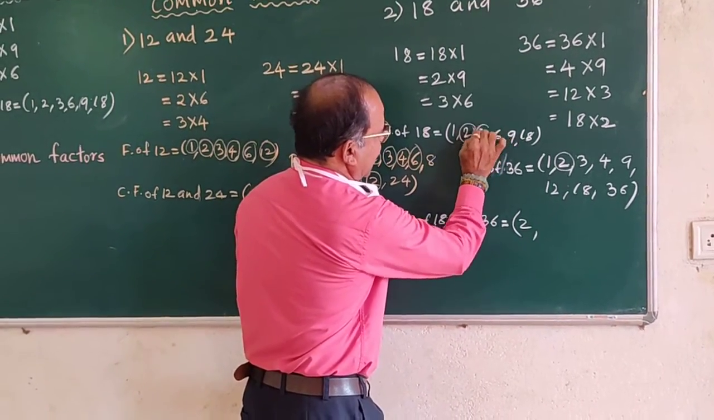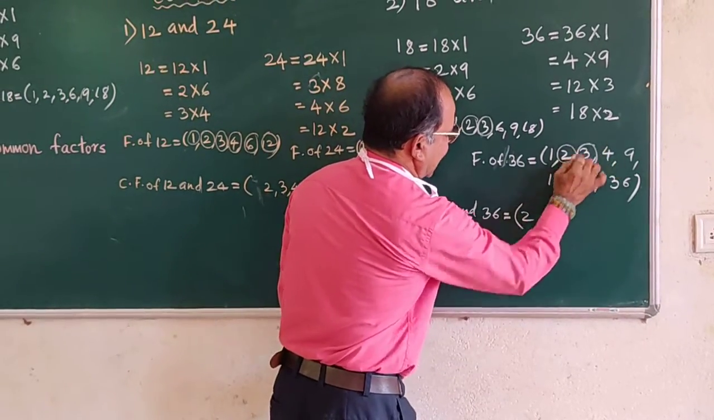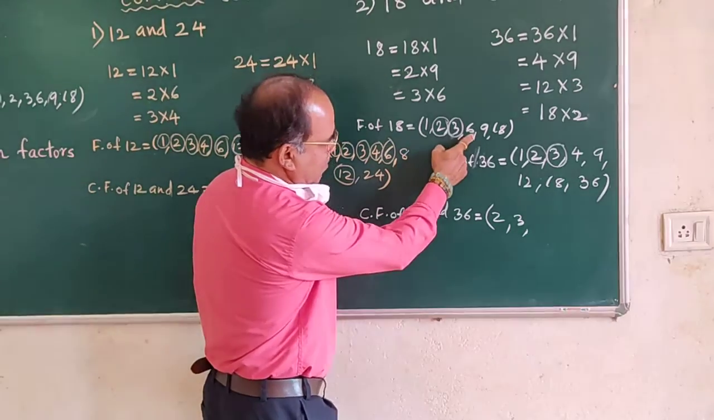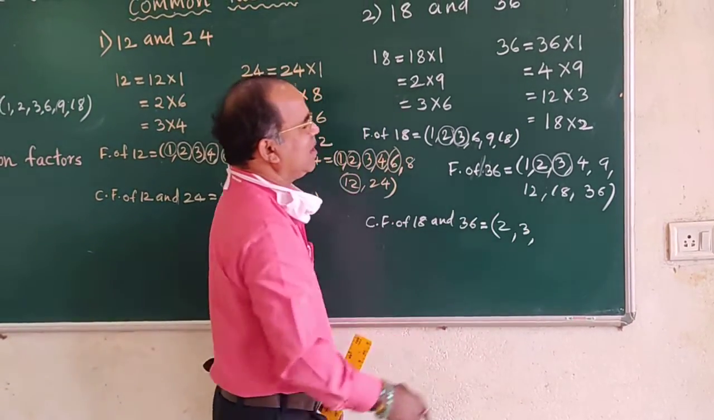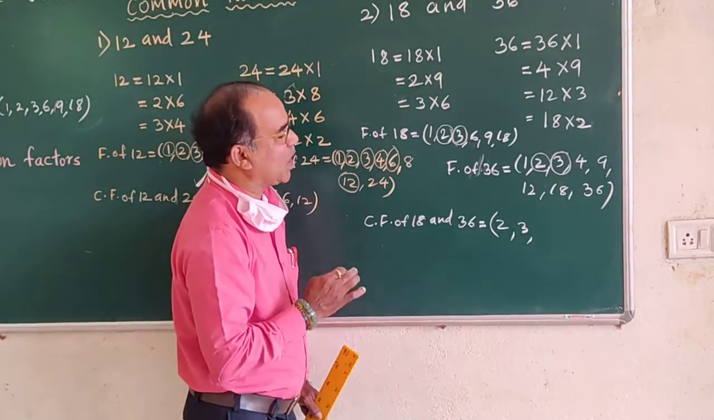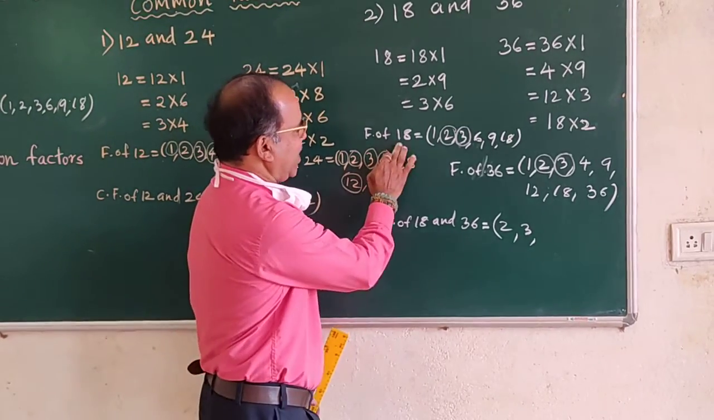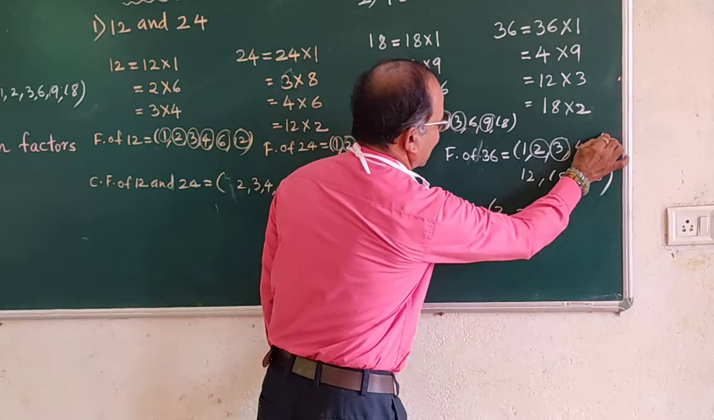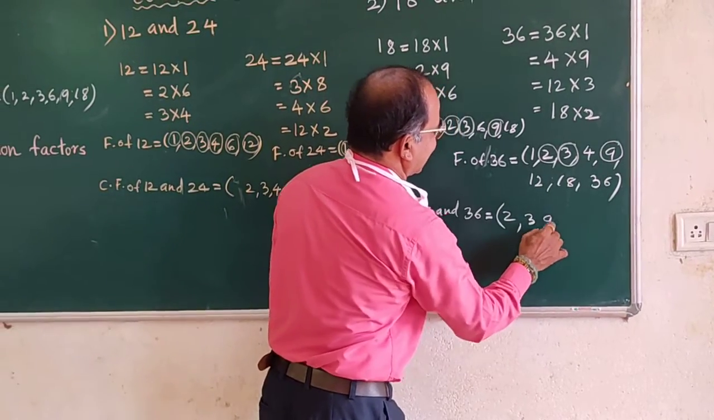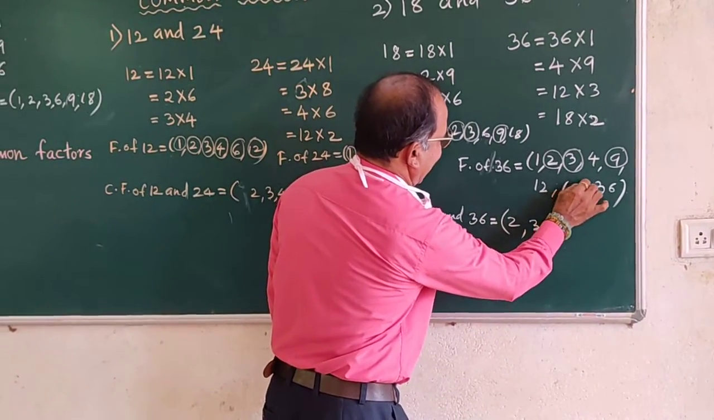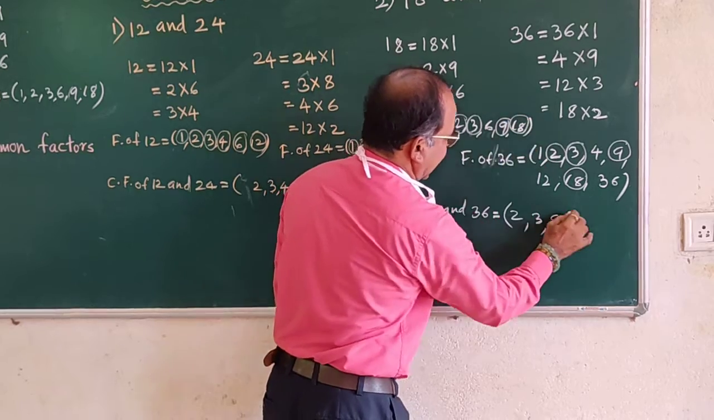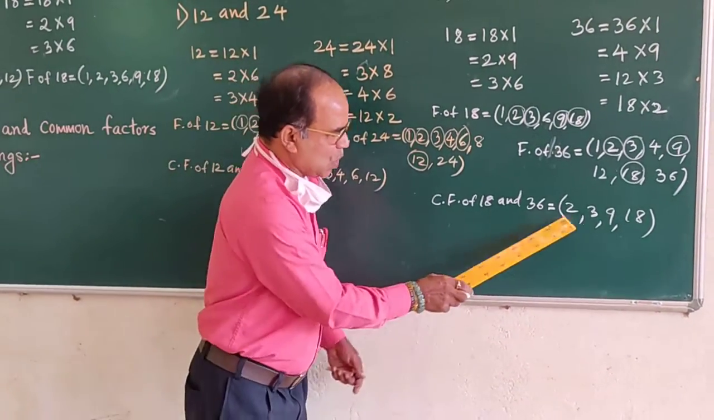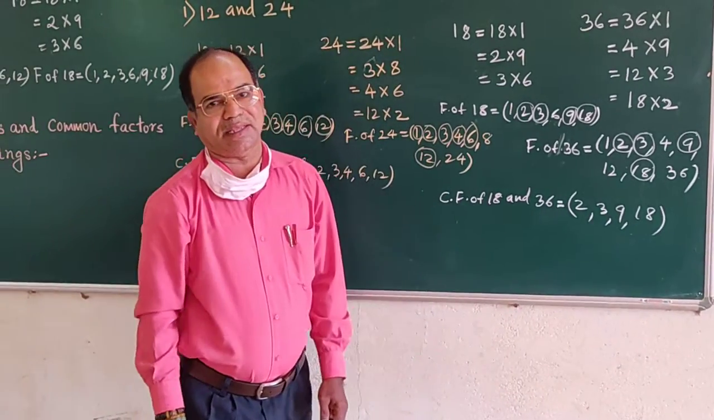Then here we got the 3, here also 3. Then 3 is the next common factor. Then here is a 6, but you don't get 6 as a factor of 36. So you cannot take 6 as a common factor of 18 and 36. Then next is a 9. So here also you got the 9. So 9 is the next common factor. Then 18. So common factors of 18 and 36 are 2, 3, 9 and 18.